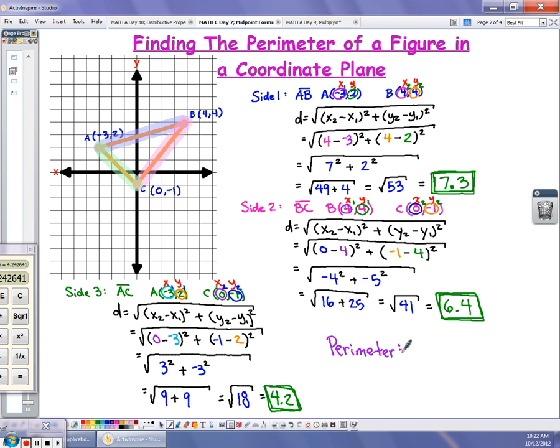So we just need to add our three sides that we know, 7.3 plus 6.4 plus 4.2. And if we add all those together, we end up with 17.9 units. The perimeter of this triangle, ABC, is 17.9 units.